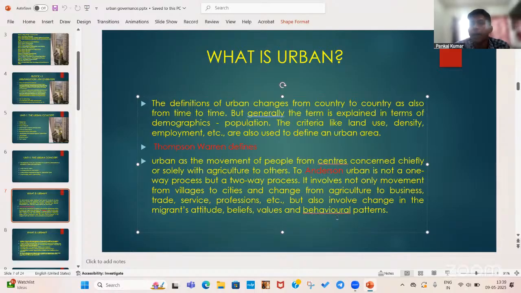This is very, very important, because for the people who are migrating as a part of urbanization from rural areas, from villages to cities or towns, urbanization is not limited to their movement. Urbanization is also influencing the change in the attitudes of migrants, their beliefs, their values, and their behavioral patterns. We'll discuss in detail how these attitudes, beliefs, values and behavior are changing as part of urbanization.